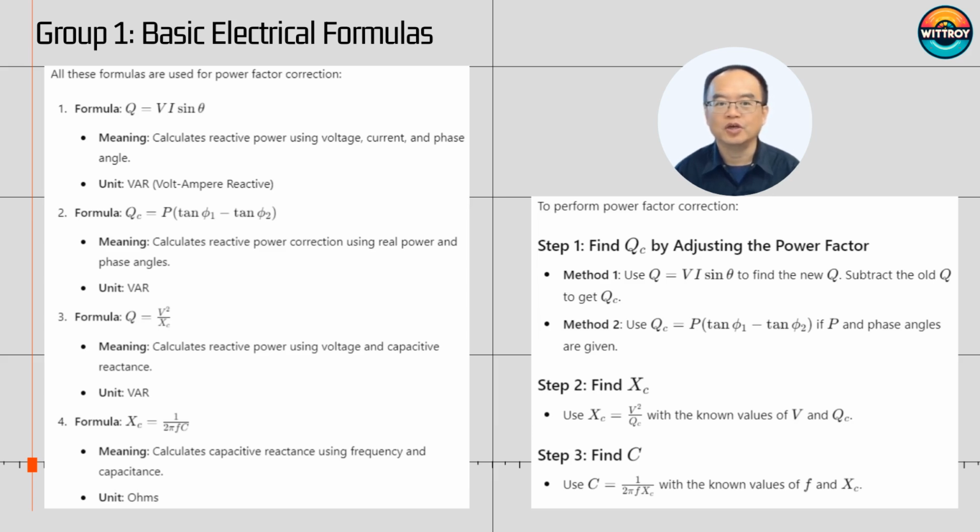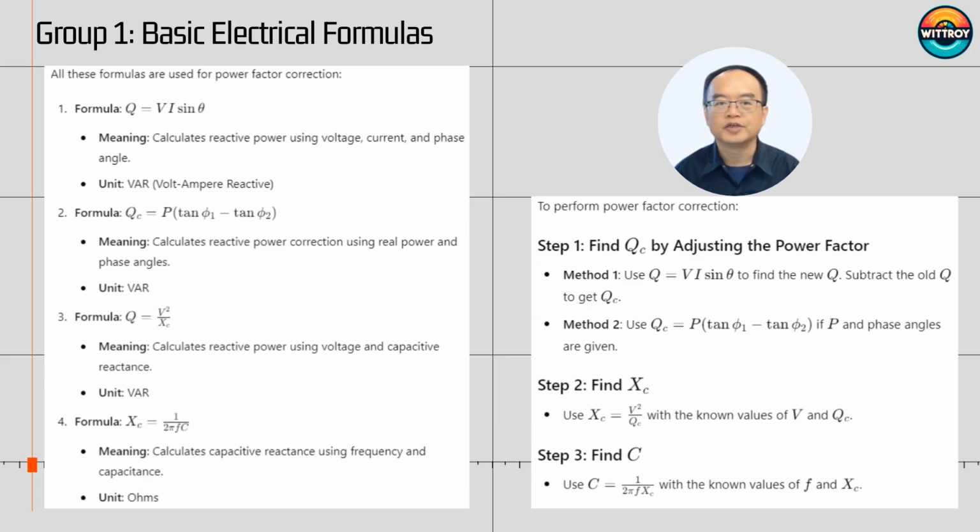Formula: Q equals V squared divided by XC. This formula calculates the reactive power, Q, using the voltage, V, and the capacitive reactance, XC. Formula: XC equals 1 divided by 2 pi FC. This formula calculates the capacitive reactance, XC, using the frequency, F, and the capacitance, C.